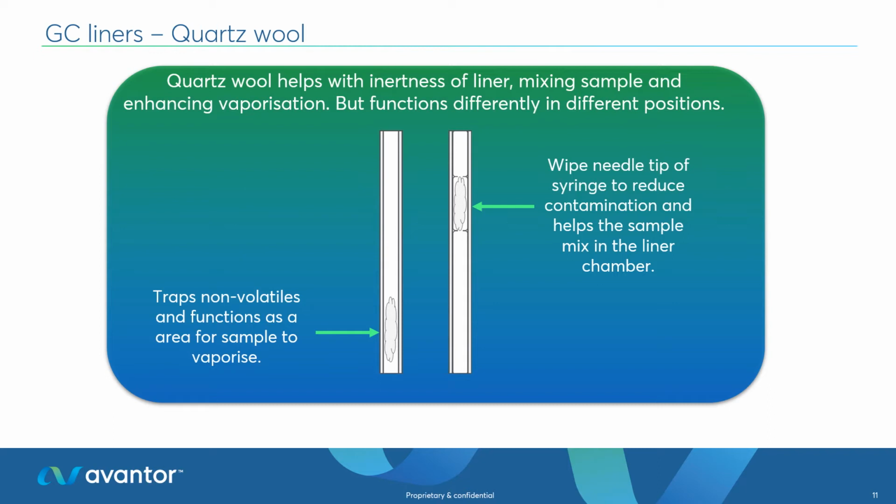In terms of the positioning of the glass wool, or the quartz wool should I say, there are two positions. We could either have the wool towards the bottom, and in this position it traps non-volatiles and it helps as an increase in the area for the sample to vaporize. If we have the wool nearer the top of the liner, then the wool can be used to wipe clean the syringe and therefore reduce the contamination occurring from one injection to another. And it also helps in terms of the mixing within the chamber as well.